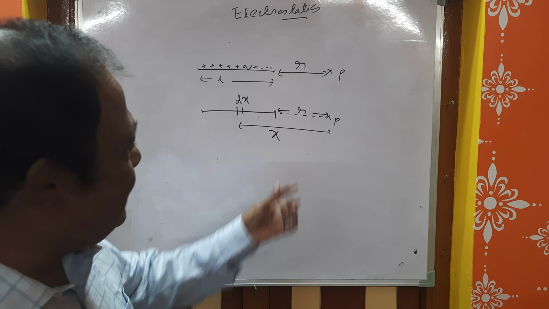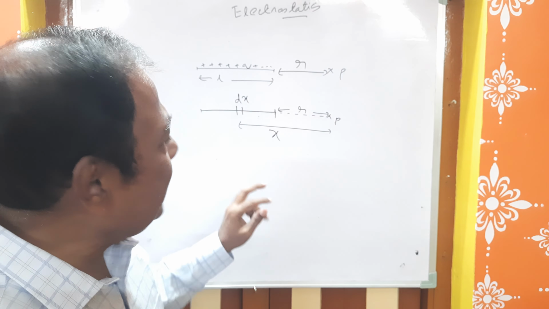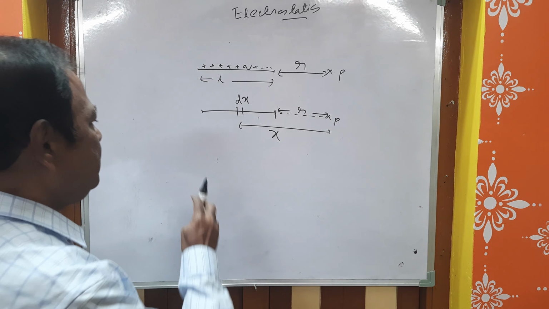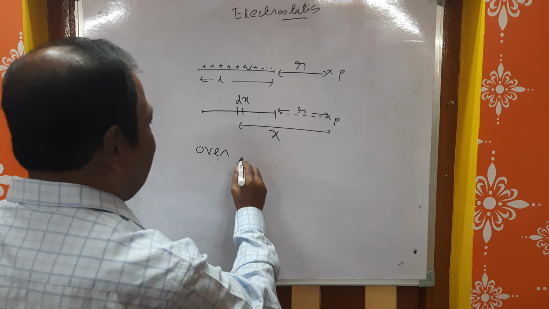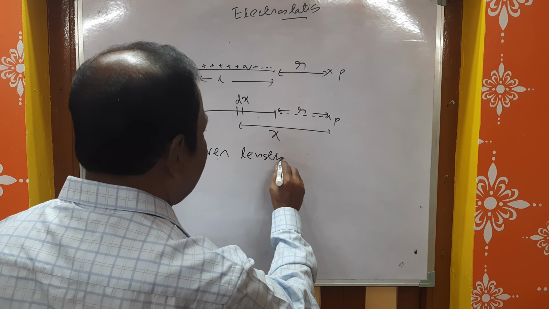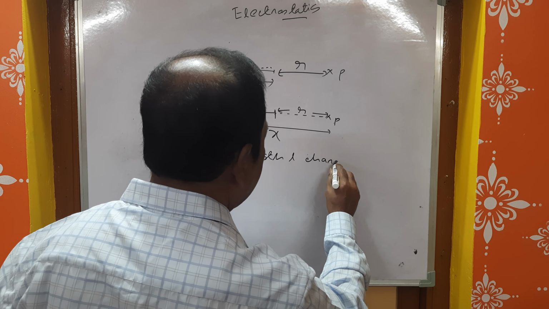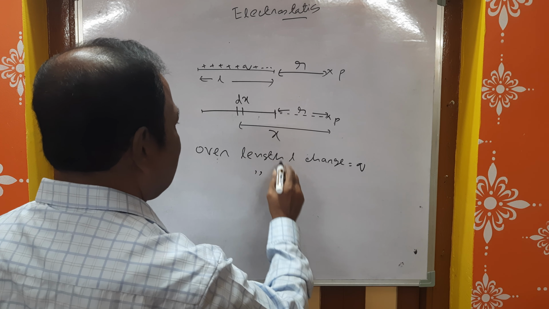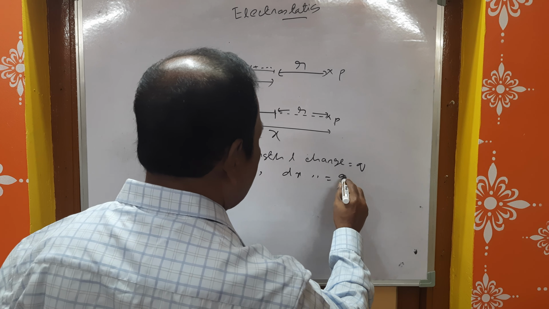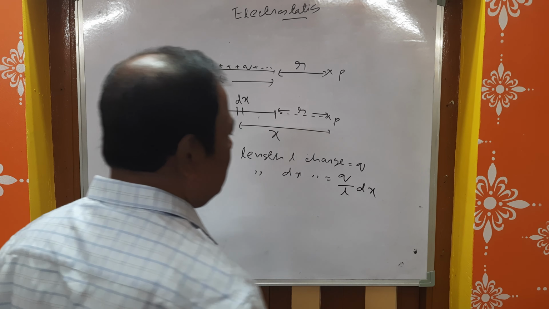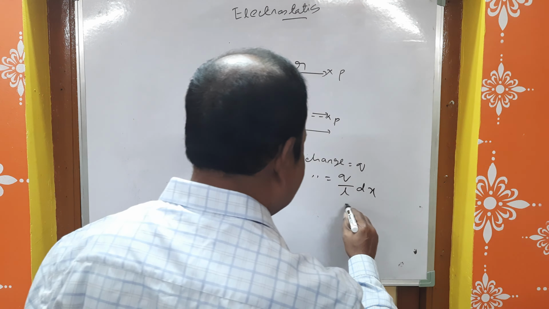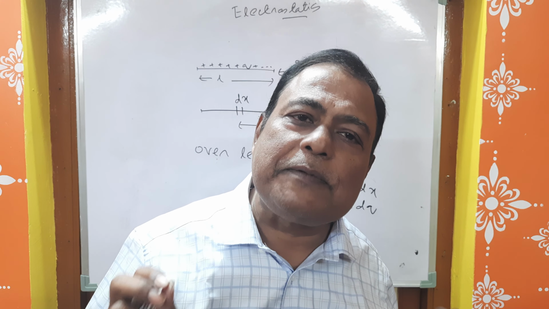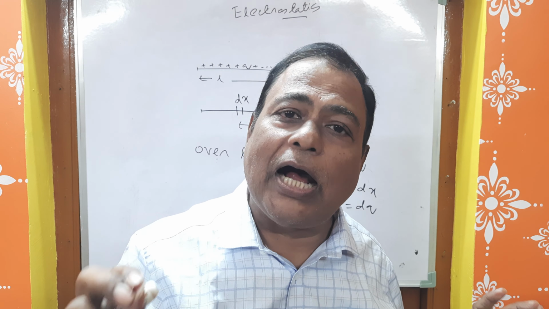Can you tell me what is the charge confined in dx? Over length L the charge is Q, so over length dx the charge is Q by L into dx. That is dq. This Q by L into dx is a very small amount of charge. We can treat it as a point charge.